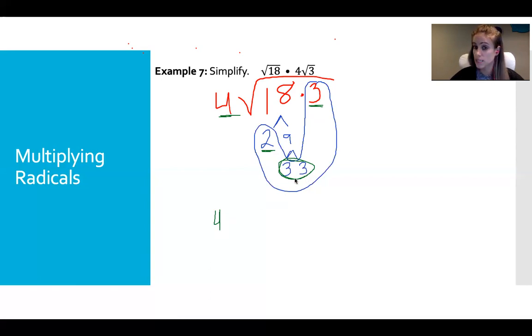We had a pair of 3s, so that is the square root, so that can come outside. This 2 didn't have a pair. He's left on the inside, as is the 3. All right, we're almost done.